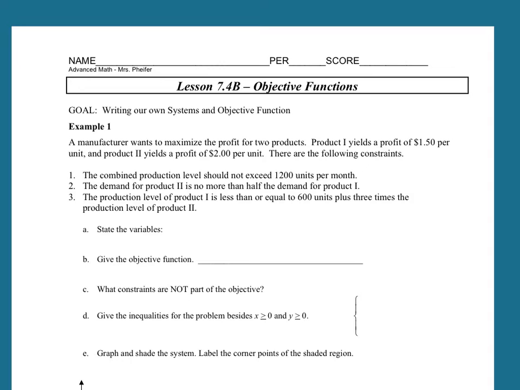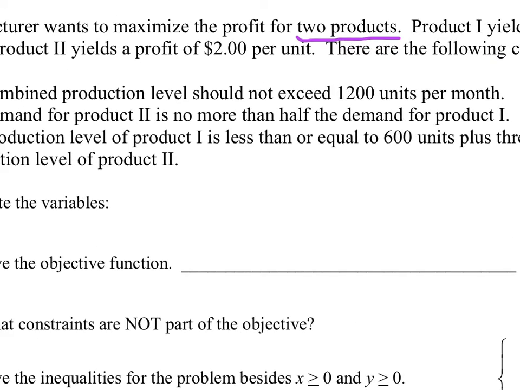So first things, step A, state the variables. The variables are given to us in the very first sentence. A manufacturer wants to maximize the profit for two products. All right, so those are our variables, product 1 and product 2. So clearly state what those variables are. All right, so X is product 1, and I'm going to have Y stand for product 2.